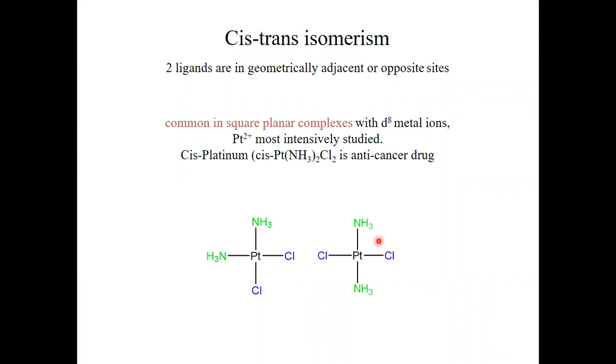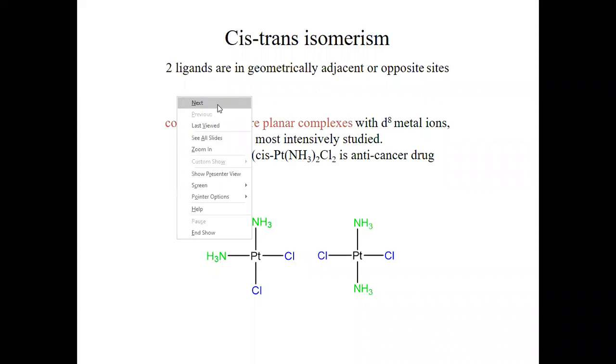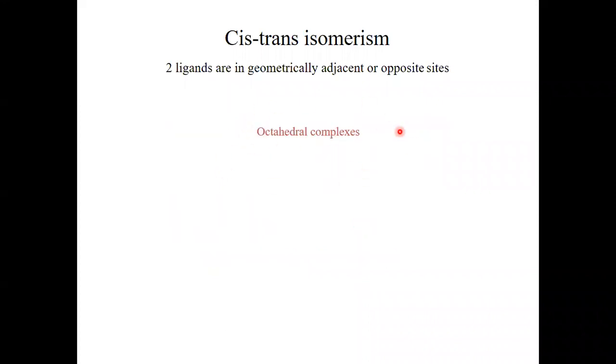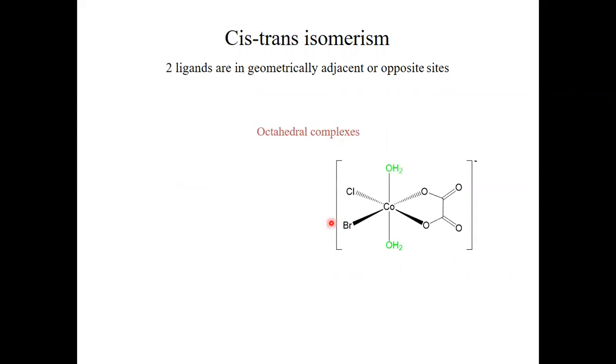Cis-trans isomerism is not restricted to square planar complexes. It is also common for other shapes. For example, octahedral complexes also show cis-trans isomerism. Here's just an example. Here we have an octahedral complex with two aqua ligands in trans position. There are also a chloro, a bromo, and an oxalato ligand attached to the cobalt here.